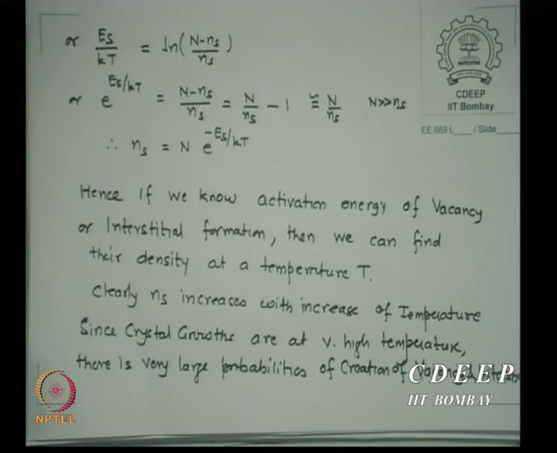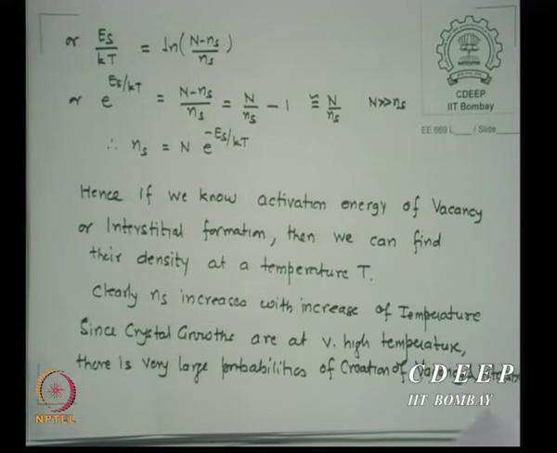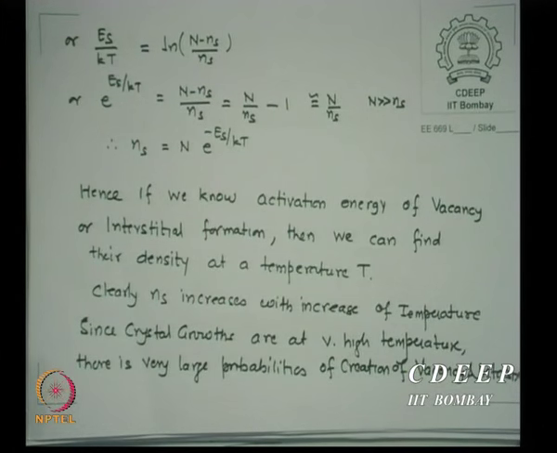So if I reorganize, Es by kT is ln of n minus ns by ns. I assume that the number of silicon atoms in which these defects are going to be is larger than the defects I am creating. If I have more defects, then as I said, there will not be silicon at all. So I assume n is larger than ns. So if I expand n by ns minus 1, I neglect 1 because n by ns is larger than 1, so it is close to n by ns. So I write ns is n e to the power minus Es by kT.